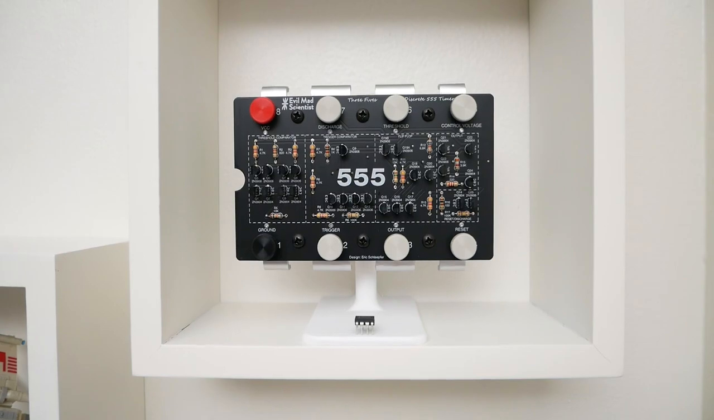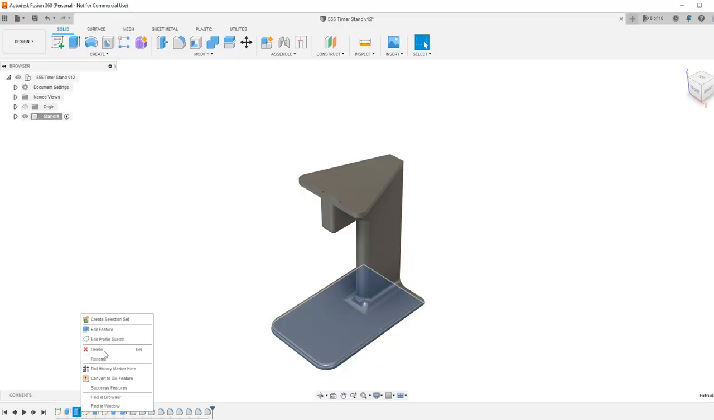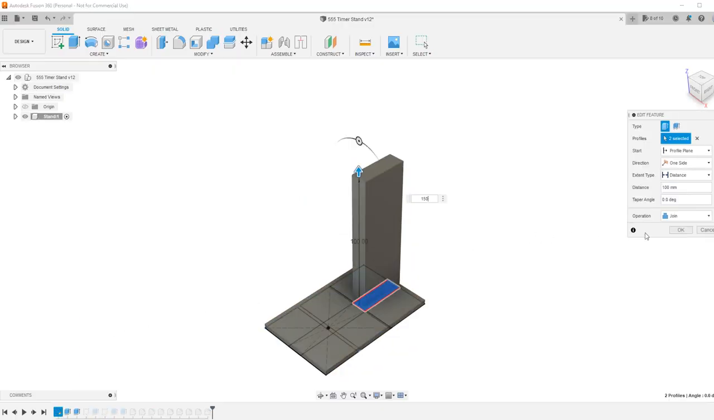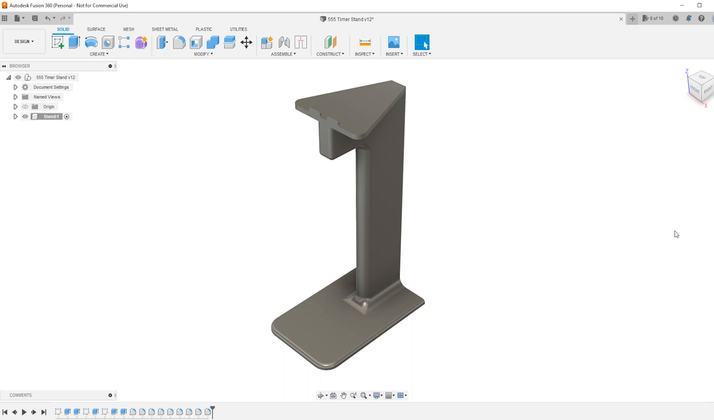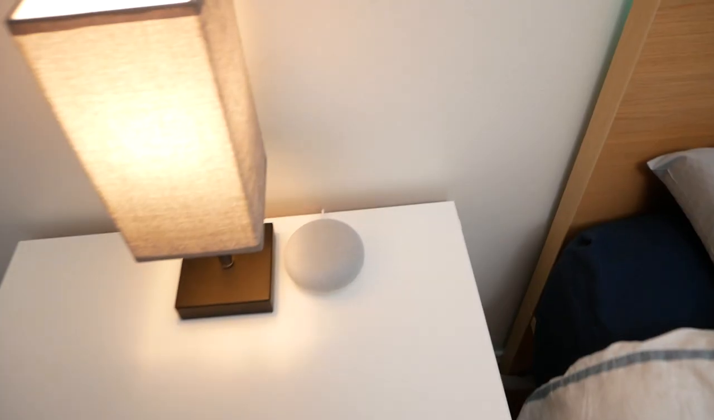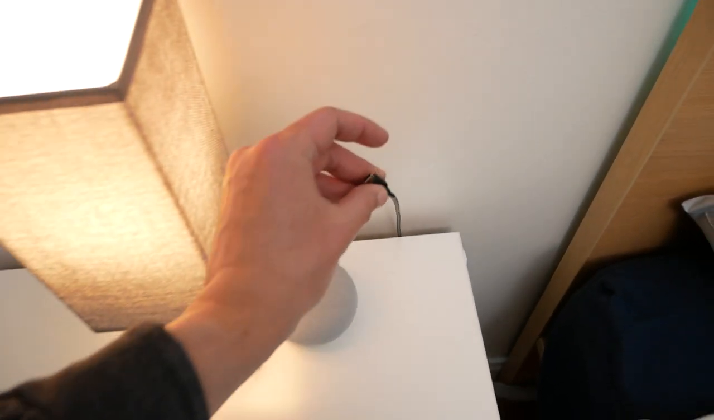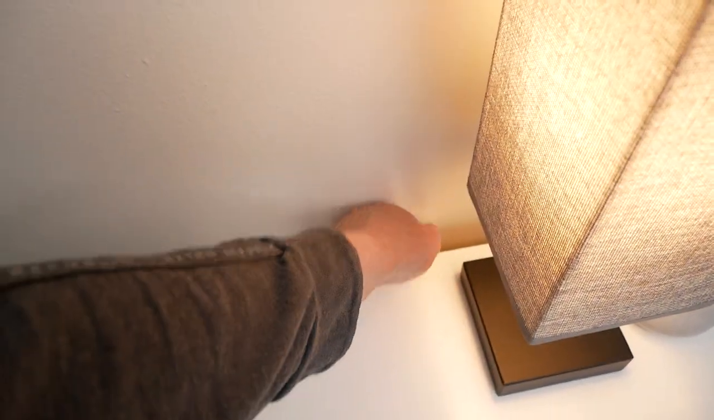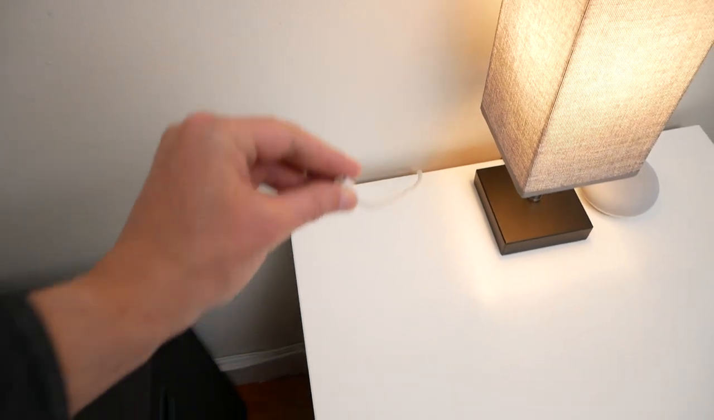Remember that I put all the files in the description, including the files for Fusion 360 so you can modify the designs freely. The cables for charging devices, like phones, can turn into a mess, so this simple retractable system hides them behind the nightstand.